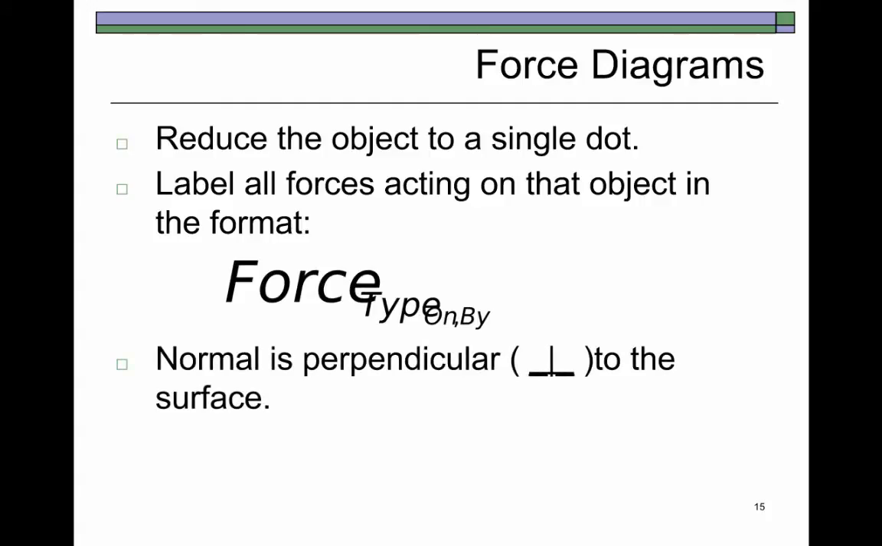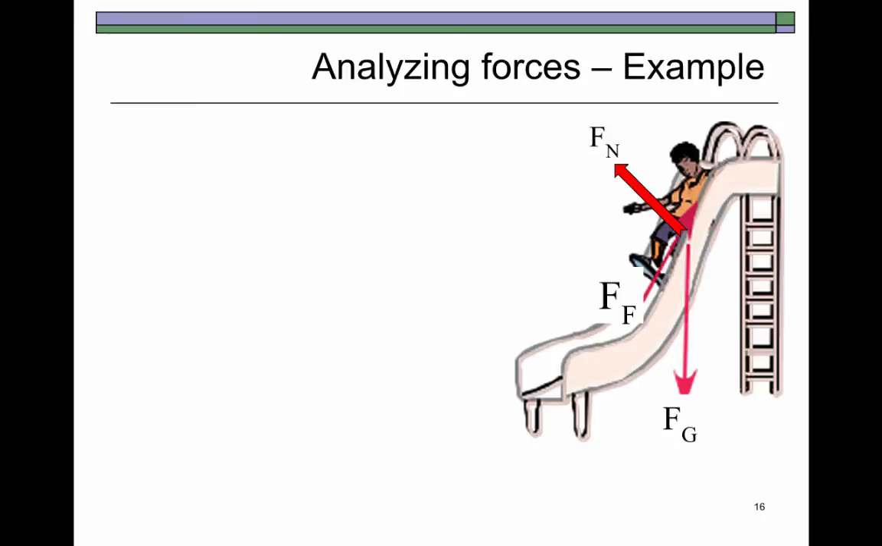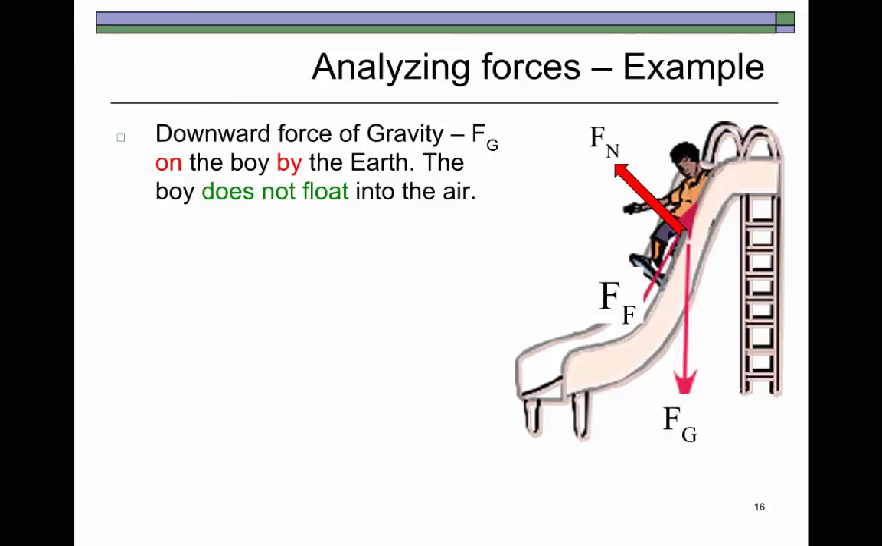Remember that the normal force is perpendicular. That little symbol stands for perpendicular to the surface. And that gravity always goes down. So let's look at an example. In this example, we have a downward force of gravity and it goes straight down. Even though the boy is going to be sliding down the slide, gravity still pulls him straight down. So we have the force of gravity on the boy by the earth because earth caused the gravity.